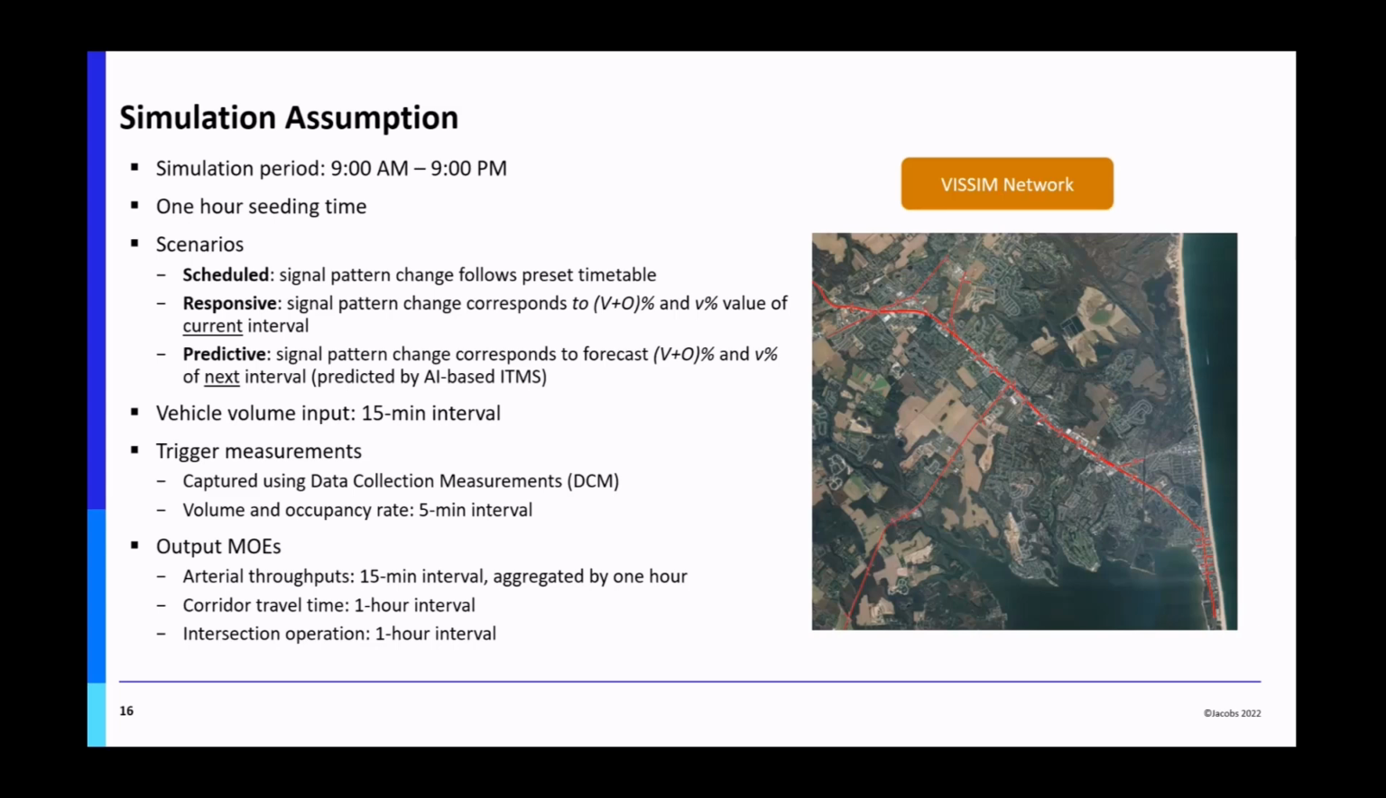The predictive scenario used the same logic to switch the pattern. Only when calculating the V+O and V value, the COM application would use the forecast volume and occupancy provided by the AI-based ITMS system. The vehicle inputs were loaded in 15 minute intervals, and the volume and occupancy rate were captured every 5 minutes by the data collection measurements. They were coded at the downstream links of the trigger intersections. 3 MOEs are used for evaluation.